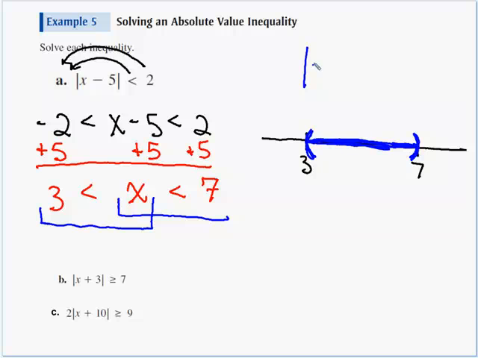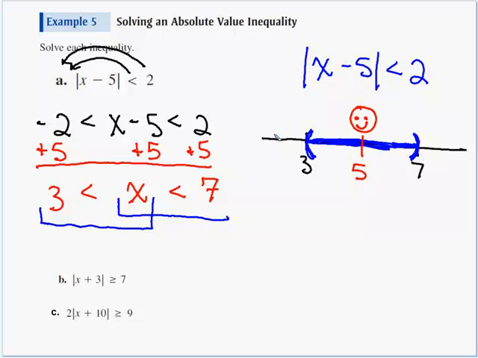And let me just copy the original inequality here. So if I pick any number in between 3 and 7, say 5. If I plug 5 in, I'll get 5 minus 5 is 0, and the bars do nothing because 0 is neither positive nor negative. And 0 is less than 2, so that is a true solution. So all the numbers between 3 and 7 are going to be good.